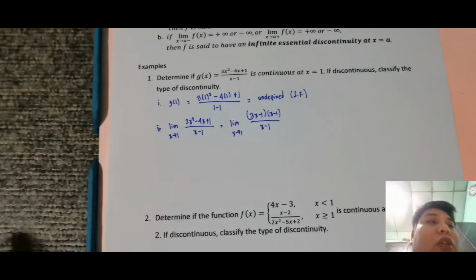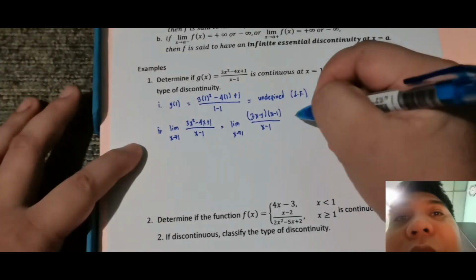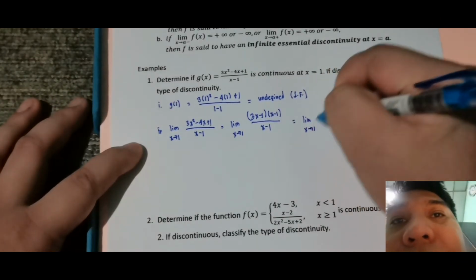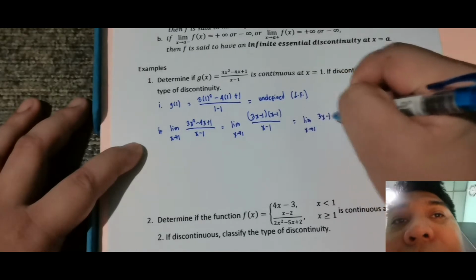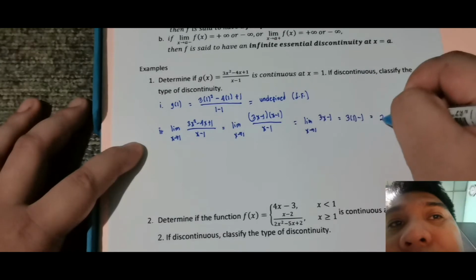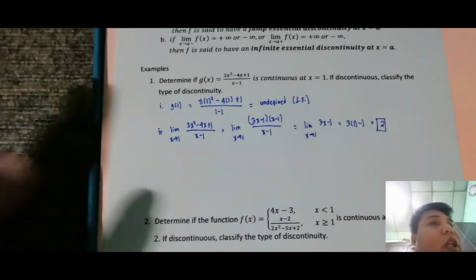Ngayon, sa limit, hindi mo kino-consider si domain kasi i-apply mo yung limit dun sa expression. Meaning, yung expression, pwede kong i-cancel, kasi similar pa rin naman siya dun sa original. So, tandaan mo: sa limit, pwede kang mag-factor at mag-cancel, pero sa function, hindi pwede. Okay, so this is equivalent sa limit as x approaches 1 ng 3x minus 1, which is equal sa 3 times 1 minus 1, which is equal sa 2. Okay, so nag-exist yung limit.